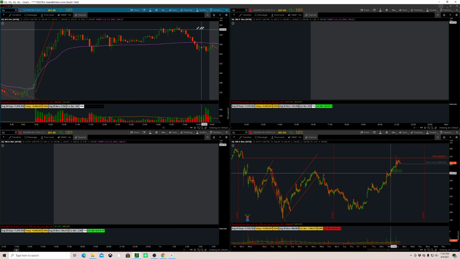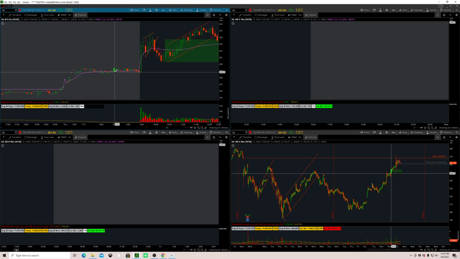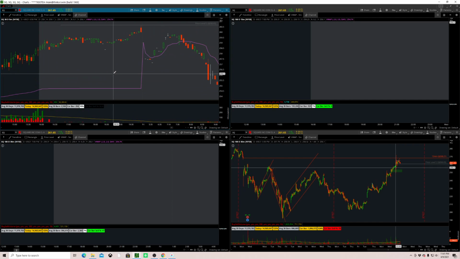Some people look for those double tops that are this far apart. I only look for double tops that are this close. And of course, after I've seen this breakout here, I'm looking for a double top. So yeah, that was my trading planning session.